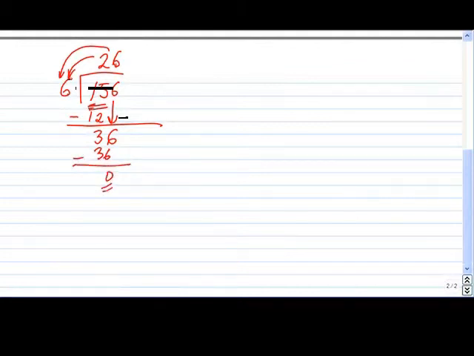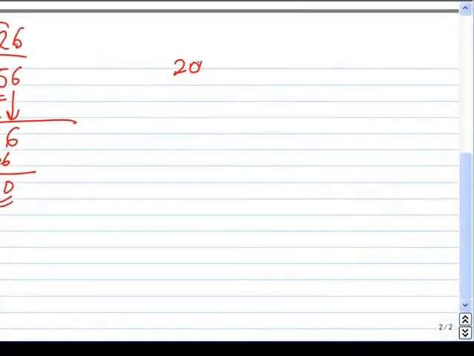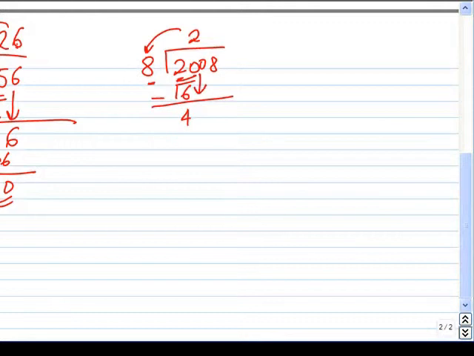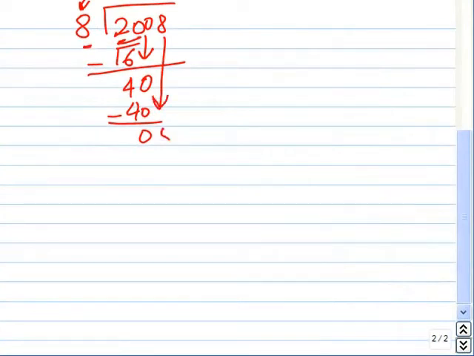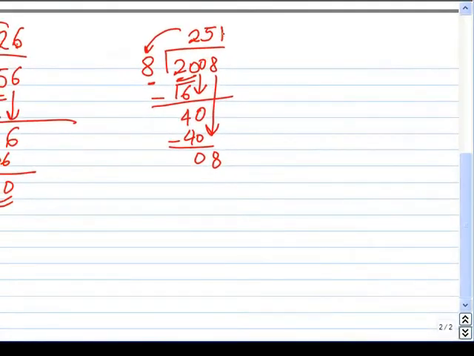Let's try to do a bigger number divided by a single digit number. Let's say 2008. We are dividing it by 8. 2 doesn't go into 8, so 20. There are 2 8s in 20. 2 times 8, 16. Subtract, 4. Bring the next one down. You only bring one digit at a time. 8 goes into 40 5 times. 5 times 8, 40. Subtract. Bring the next one down. 8 goes into 8 one time. 1 times 8, 8. Subtract, 0. So you can actually repeat this process several times.